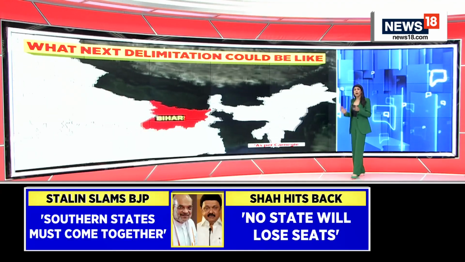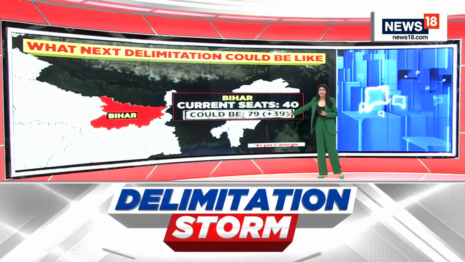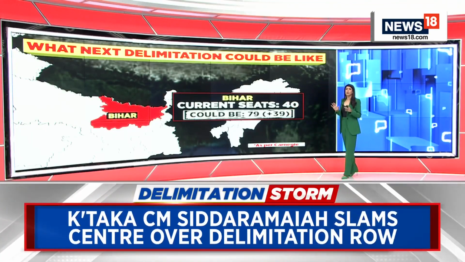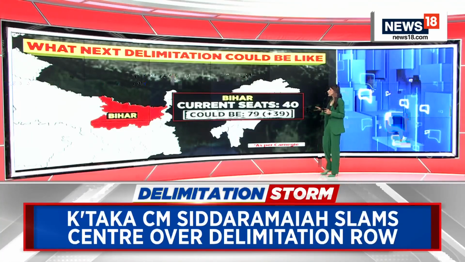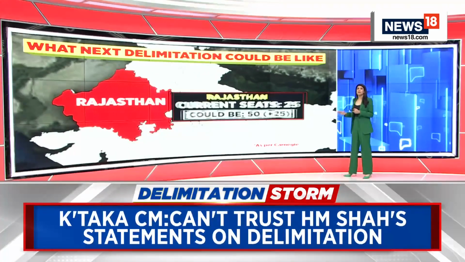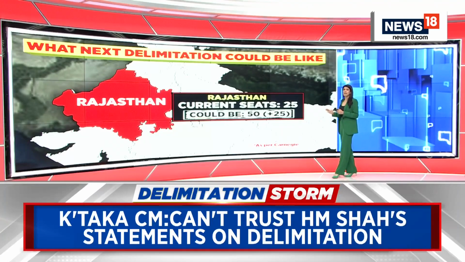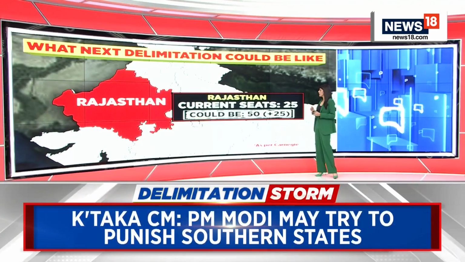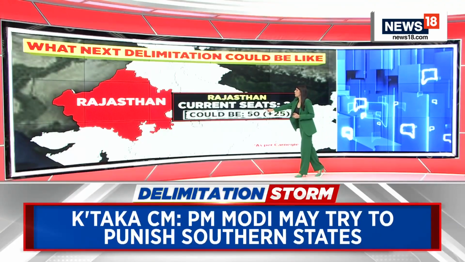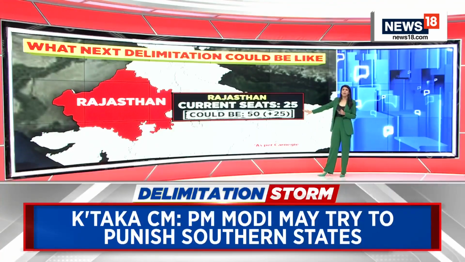The current seats in Bihar will also have to be increased from 40 to 79. According to the projection, the state will witness an uptick of 39 that you see on your screens. Now, Rajasthan, very interesting once again. 25 Lok Sabha seats currently. The report has projected the seats to increase twofold. This is the projected figure. It could go up to 50, an addition of 25, another 25 seats.